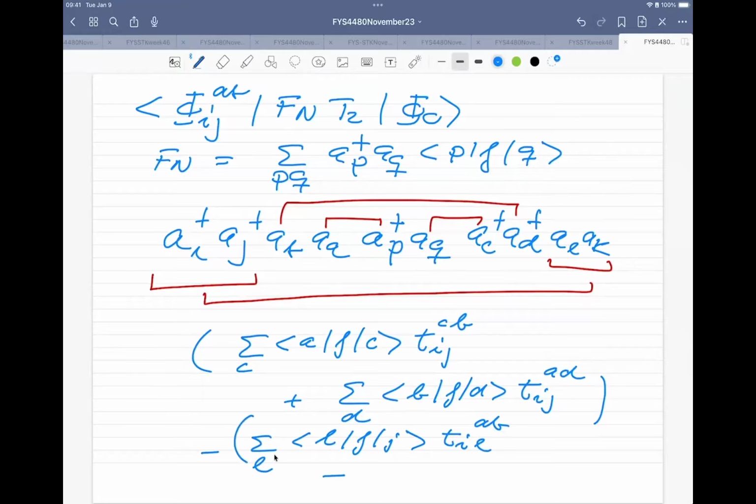So we just write it like this. So this is the hole term contribution. And then I have a sum over K, and then I have a K of F of I, and then I have a T_KJ of AB. So this is for the one-body operator.